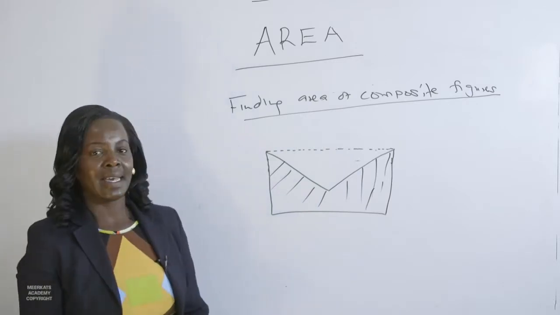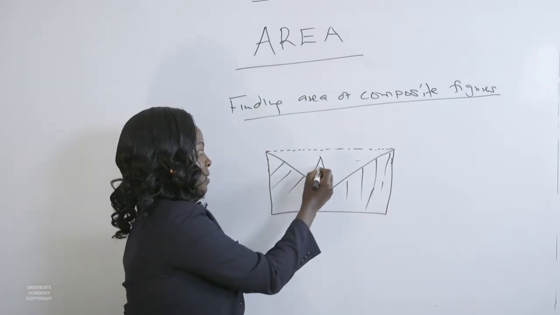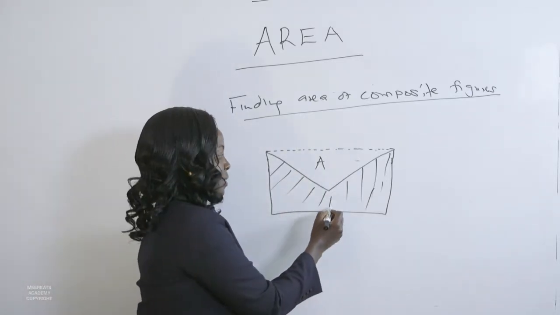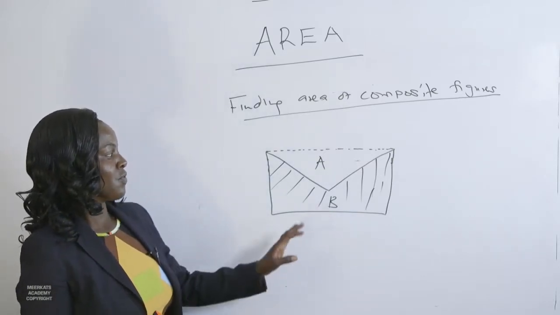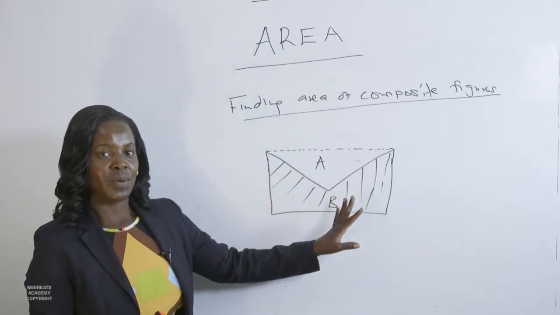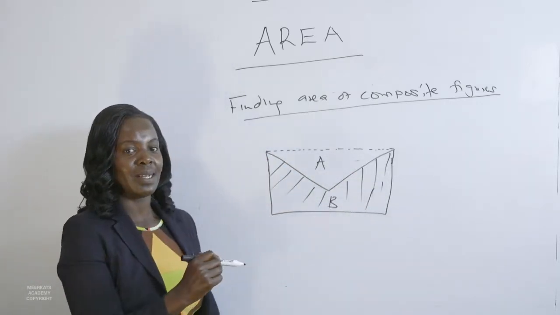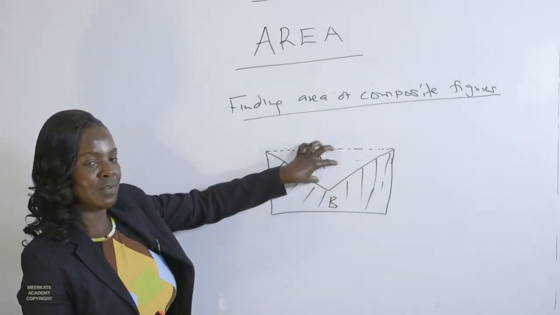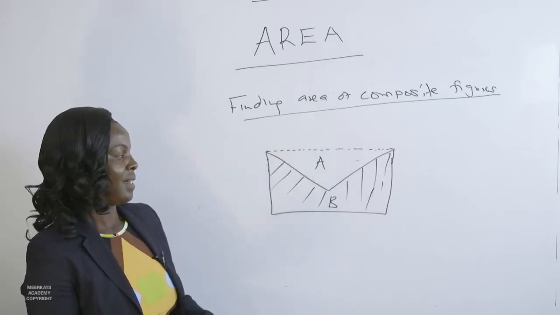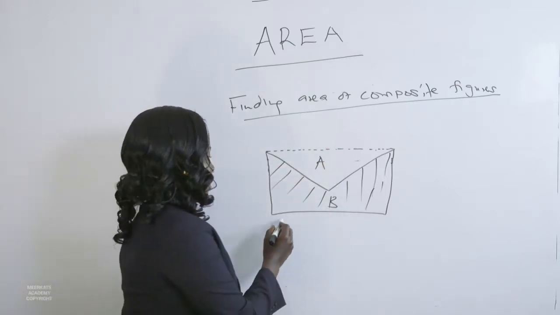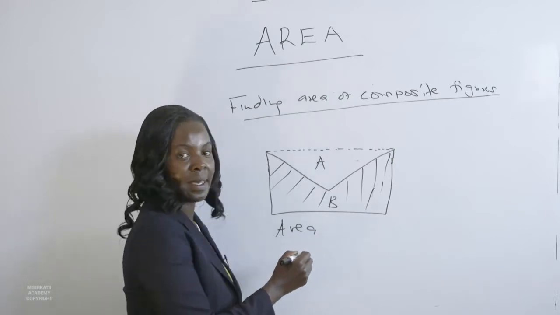Let's call this one A and this B. For us to be able to find the area of B, we are supposed to find the area of all this figure, the rectangle. Then we remove the area of A. We will remain with the area of B.